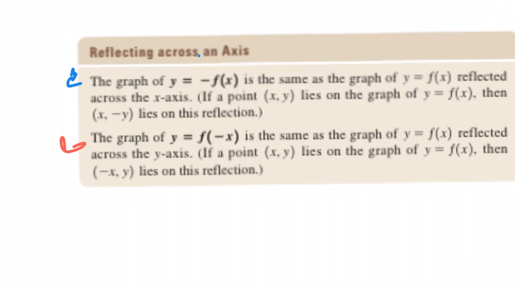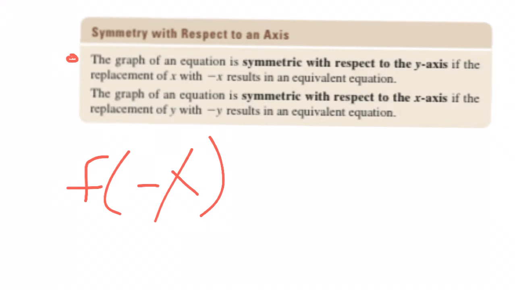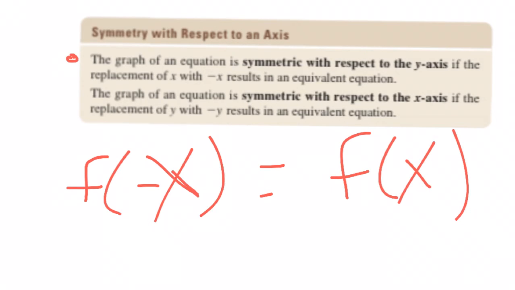And this leads us to the topic of symmetry across an axis. Alright, the first part is similar to reflecting across the y-axis, in which case you plug in negative x into your function. Alright, if f of negative x equals f of x, it's even.